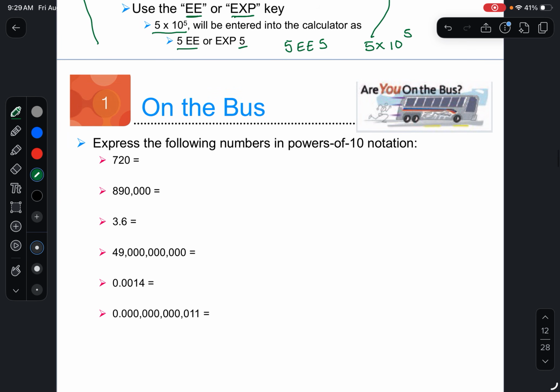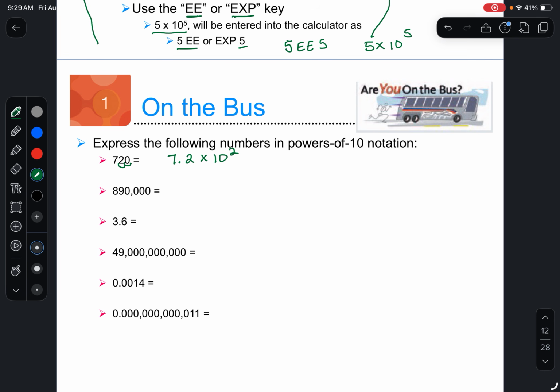So let's do some examples. In these, I'm asking you to put the numbers in powers of 10 notation. So 720, my decimal place is right behind the 0. So to get that number between 1 and 10, I have to move it 2 places. So then that's going to be 7.2 times 10 to the second.